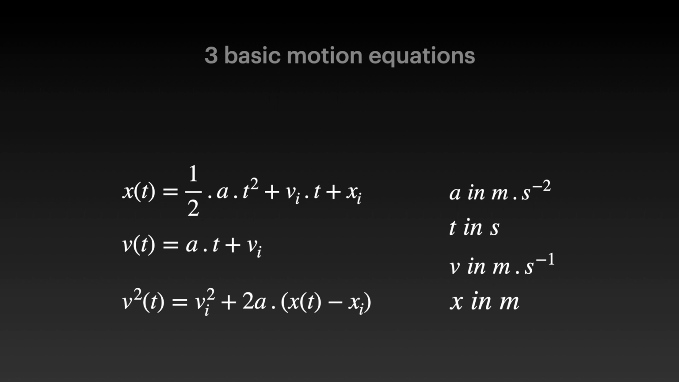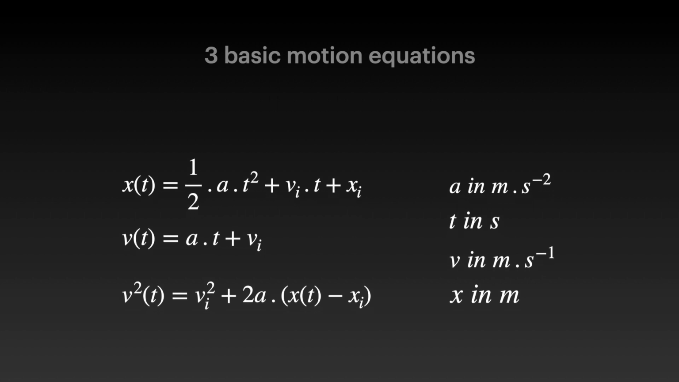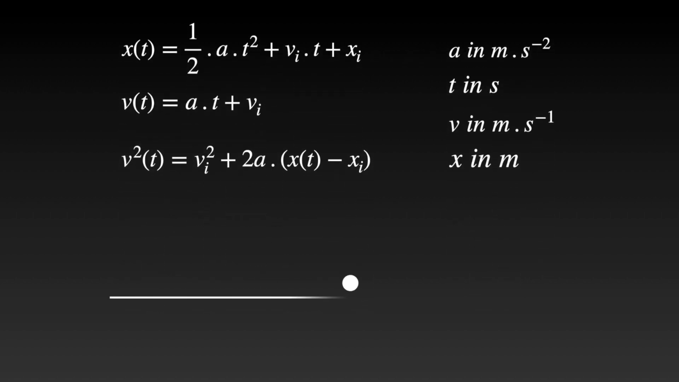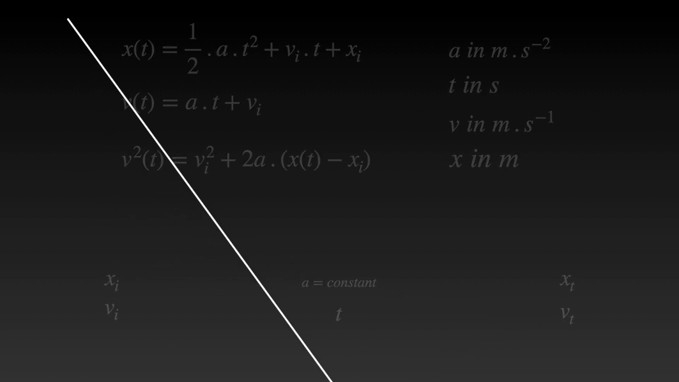To understand these equations, we're going to consider a moving object. This object is going to have an initial position and a final position. It's also going to have an initial velocity and a final velocity. During this motion, we're going to consider the acceleration constant, and t will be the time between the initial position and the final position. We're talking about a falling rocket, so we're not going to use the x-axis, but the z-axis.